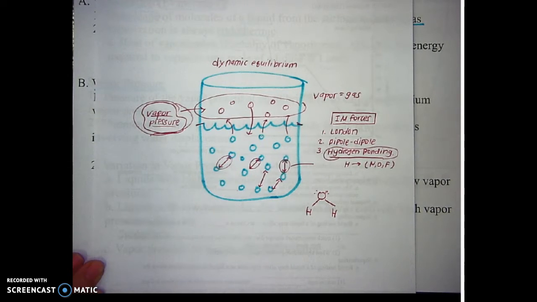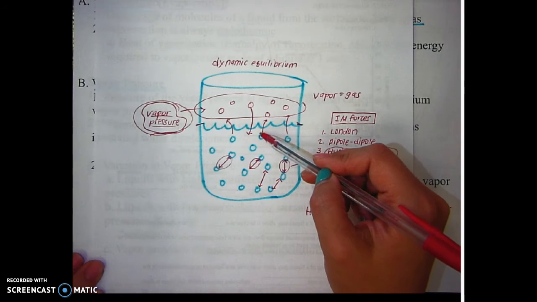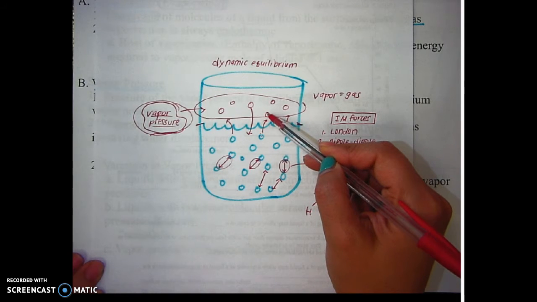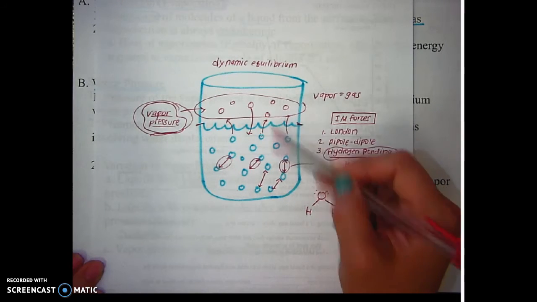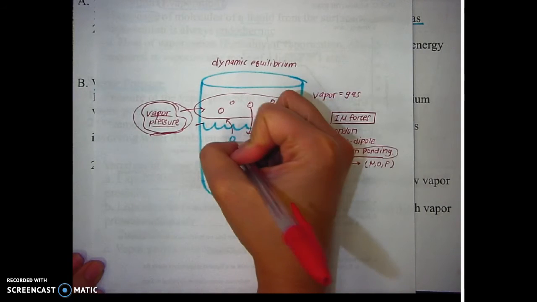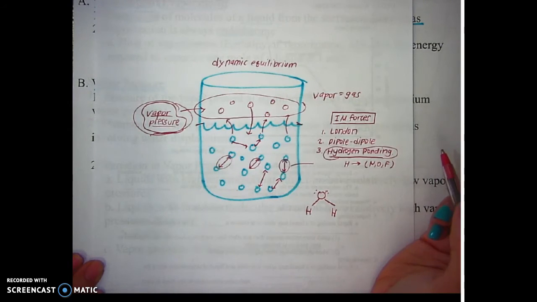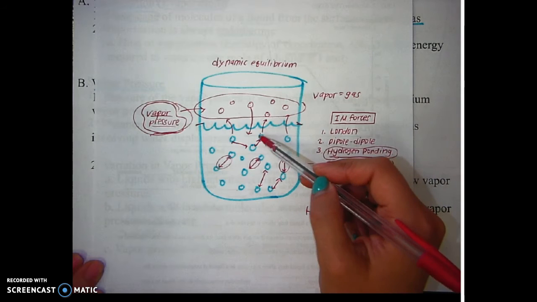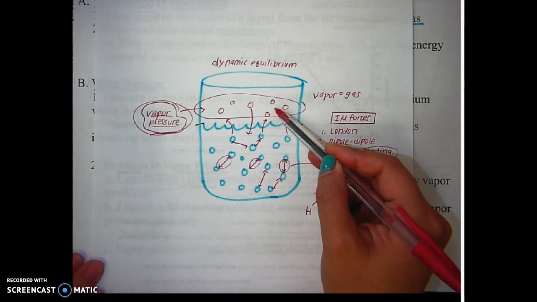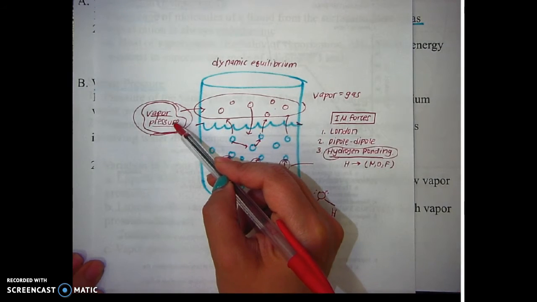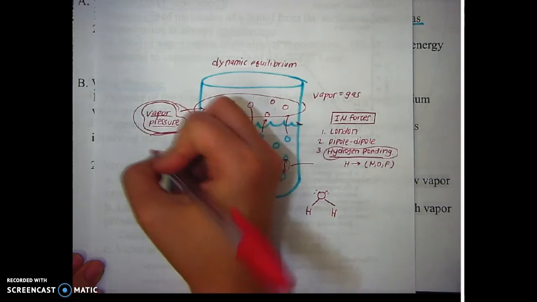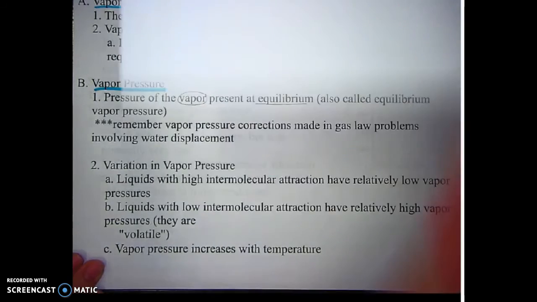It's actually really, really hard for these molecules to try to escape from the liquid phase and turn into a gas because the forces that are holding them together here are very, very strong. So not a lot of molecules are going to be able to come up here. So thus you would have a very, very low vapor pressure for molecules that have very strong intermolecular forces. So let's take a look at that.